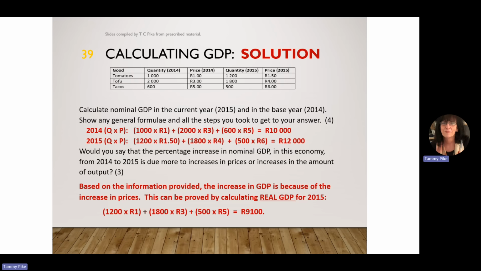This can be proved by calculating real GDP for 2015. And if we calculate real GDP, we discover that it's 9,100, which is definitely less than 10,000. So there's a couple of different ways of answering this question to get the marks. It doesn't have to be exactly what I've done. This is just one of the ways that we could get those marks.